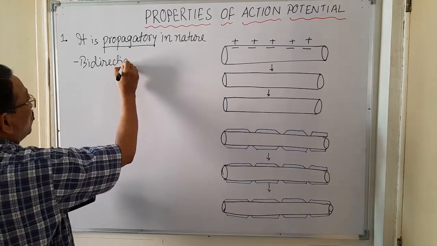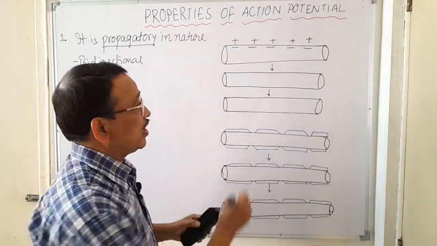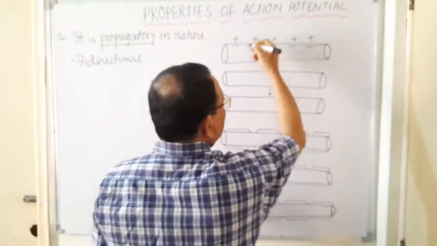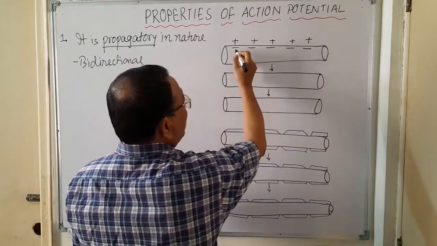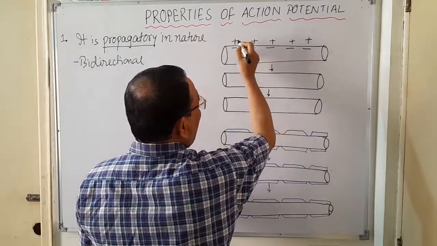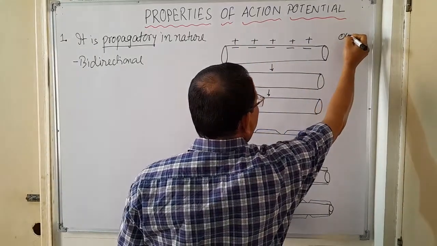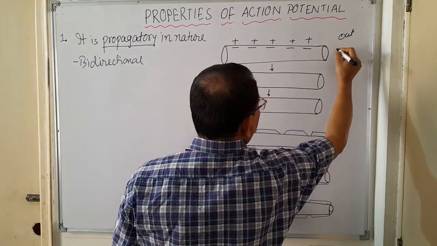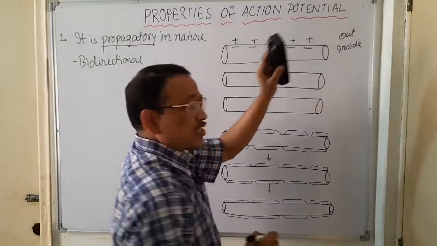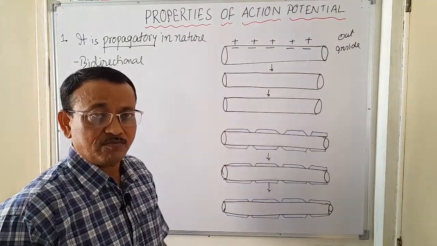Bidirectional means two-way. So let us see here in this diagram. This is the case in the resting condition, in which the inside of the cell membrane is electronegative and the outside of the cell membrane is electropositive. This is outside and this is inside. Inside of the membrane is electronegative, that is the status of the membrane potential during resting condition.